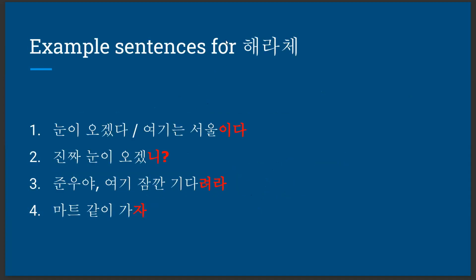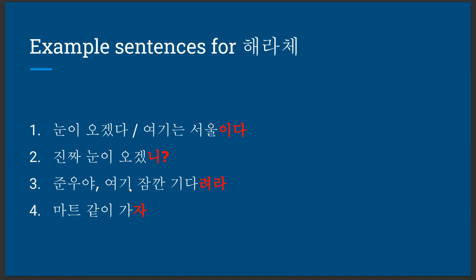And example sentences for 해라체 are 눈이 오겠다. So you see, you end your sentence with the 다 ending. And this is for nouns: 여기는 서울이다. So the same, 이다, 서울이다. And the question sentence, 진짜 눈이 오겠니? 니 means you are asking.